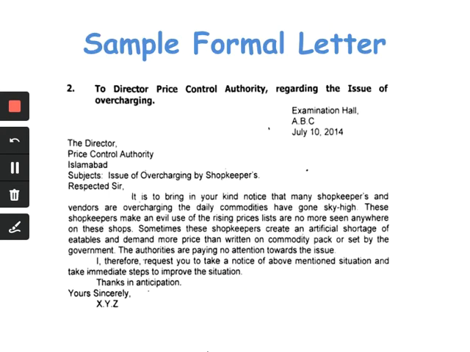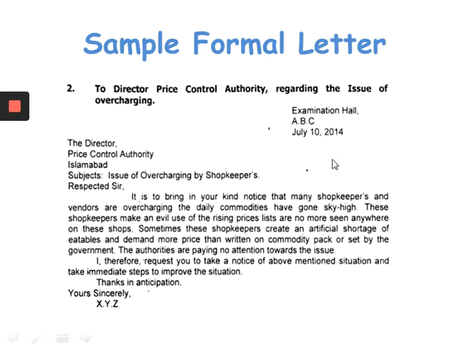Now, here I'm giving you the sample of a formal letter. The question is, to Director Price Control Authority regarding, now, who are you going to write to? To the Director of the Price Control Authority. And the reason why you're going to write is regarding the issue of overcharging, that is the commodities or the items in the market are being sold at a higher price.